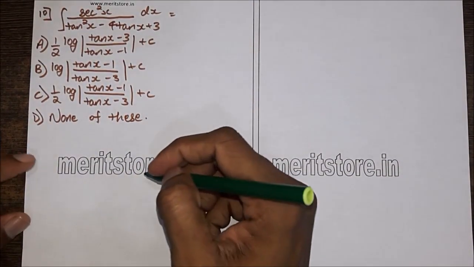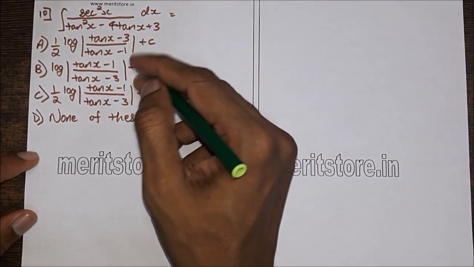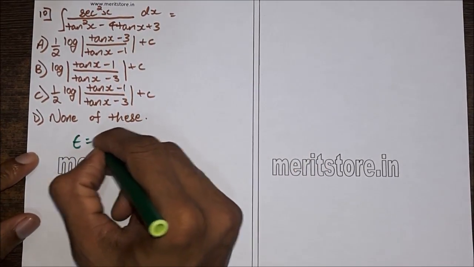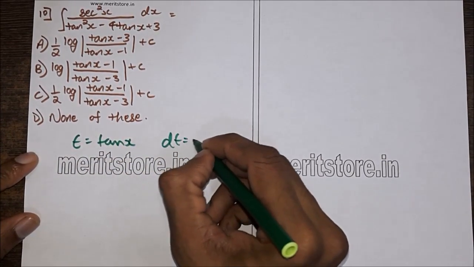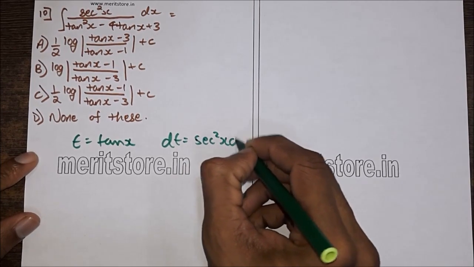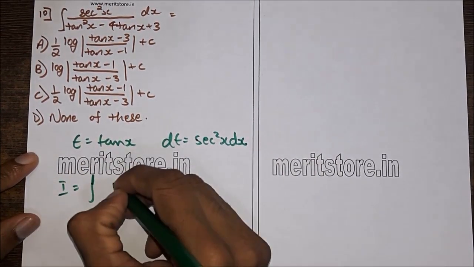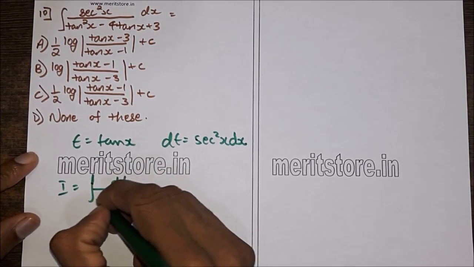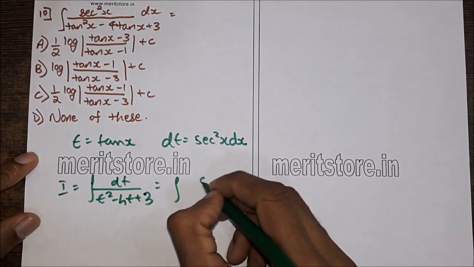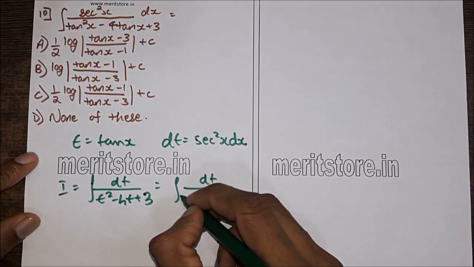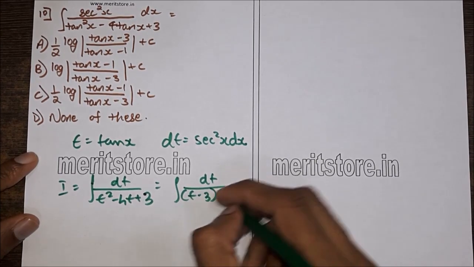Question 10. Integral of sec square x upon tan square x minus 4 tan x plus 3 dx is equal to, we are given 4 options. We put t is equal to tan x. Differentiating both the sides, we get dt is equal to sec square x dx. Further, we get I equal to integral of dt upon t square minus 4t plus 3, equal to integral dt upon t minus 3 into t minus 1.